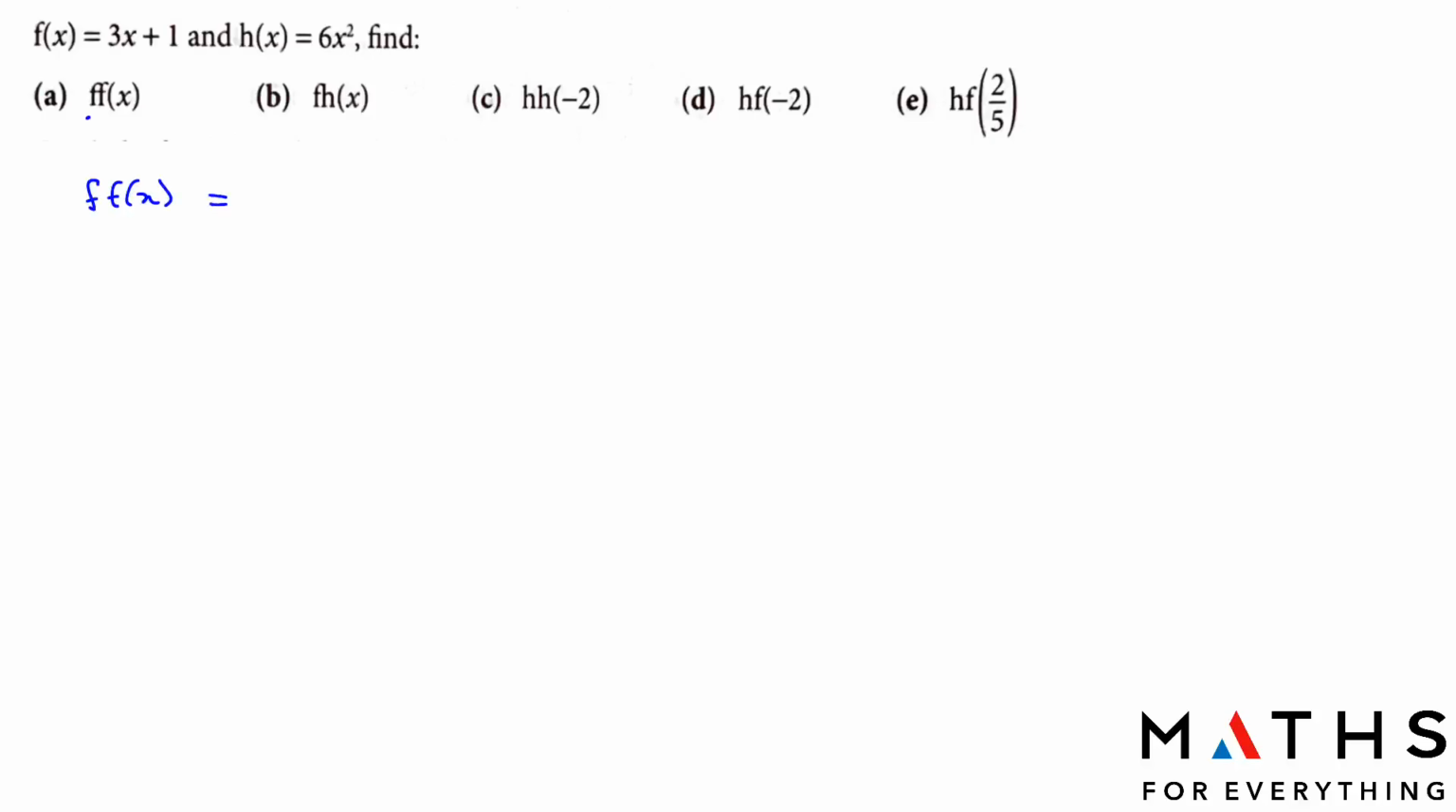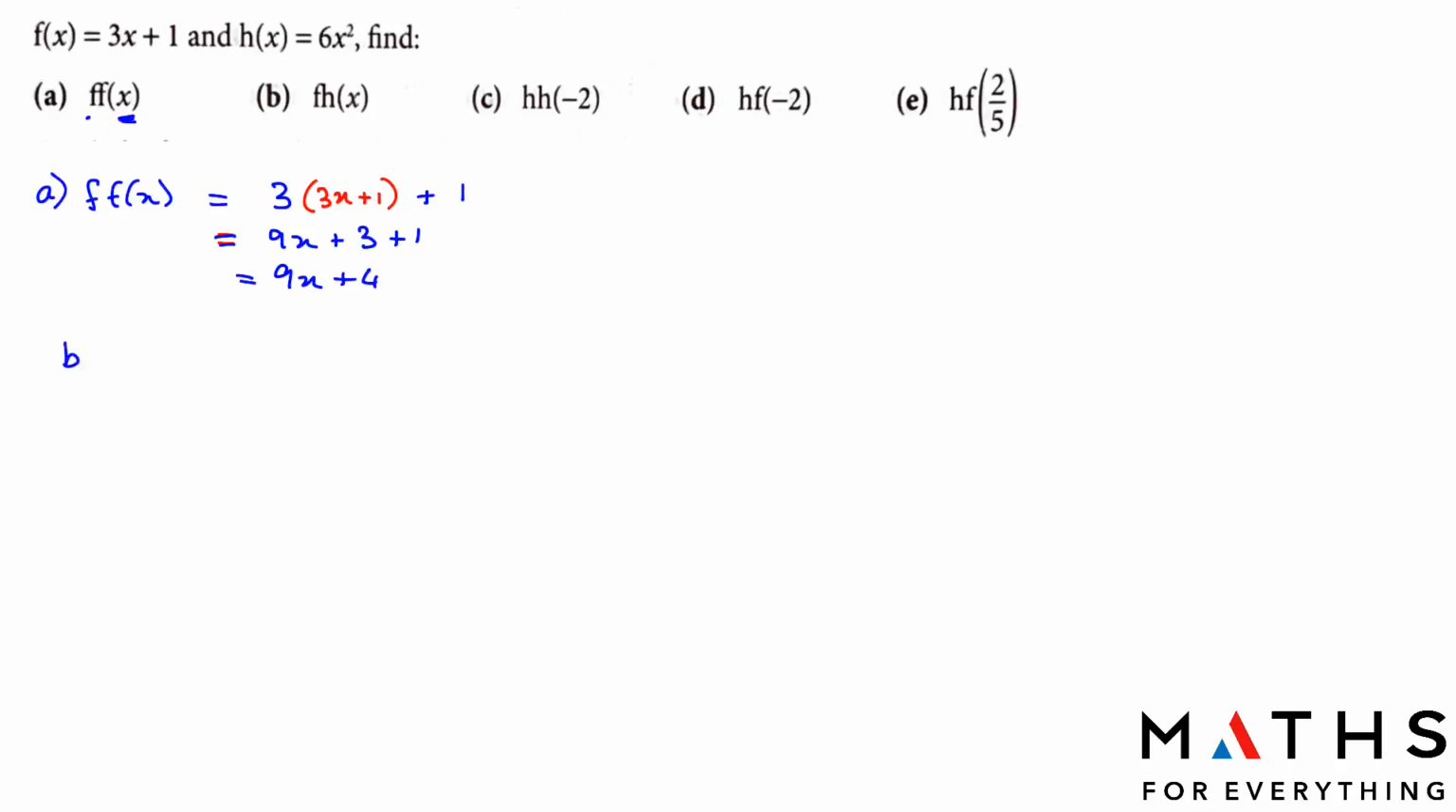So write that first, 3x plus 1. Then the inside one is f of x. So wherever there is x, you remove it and replace it with your f of x, which is 3x plus 1. Expand the bracket, it will be 9x plus 3 plus 1, which will be 9x plus 4. So this is our answer.